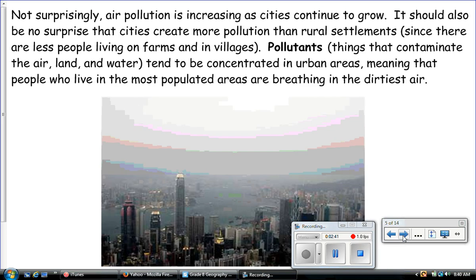Not surprisingly, air pollution is increasing as cities continue to grow. It should also be no surprise that cities create more pollution than rural settlements, since there are fewer people living on farms and in villages. Pollutants, things that contaminate the air, land, and water, tend to be concentrated in urban areas, meaning that people who live in the most populated areas are breathing in the dirtiest air.